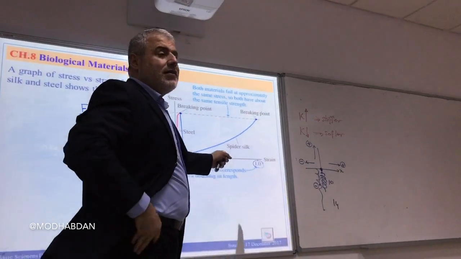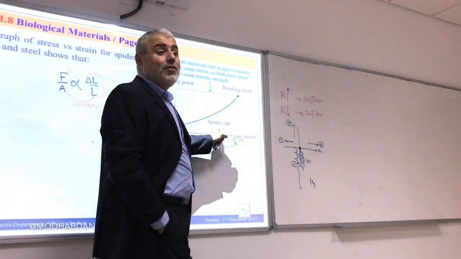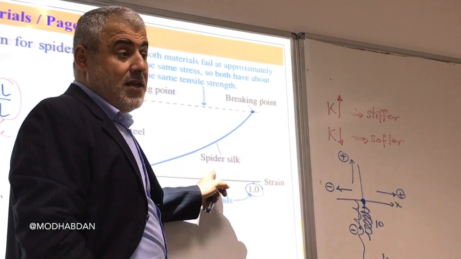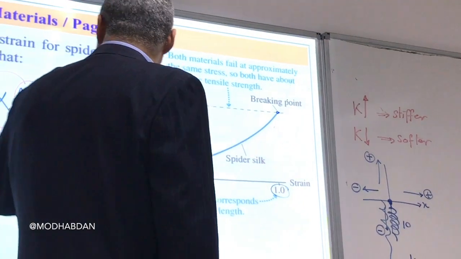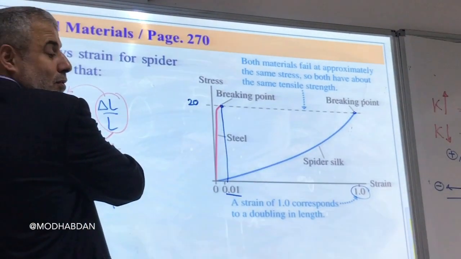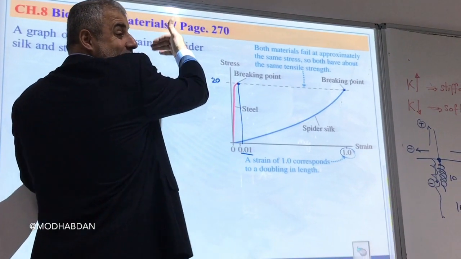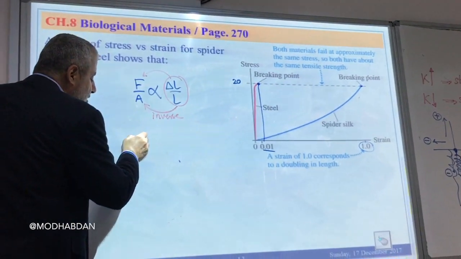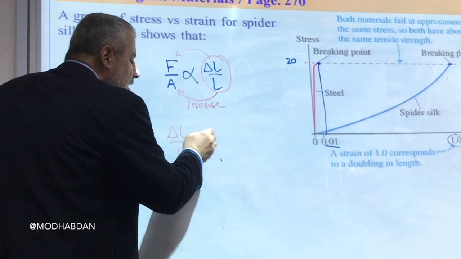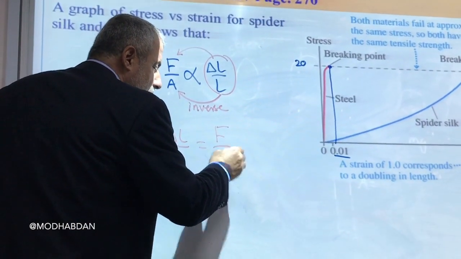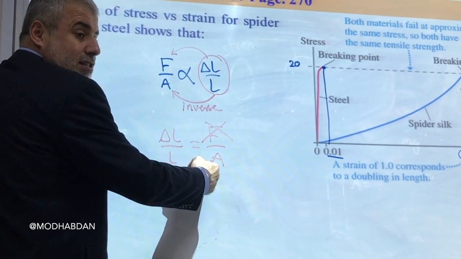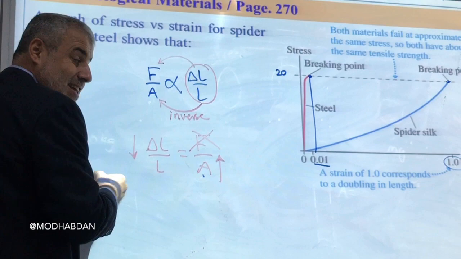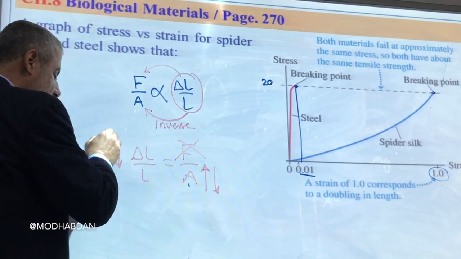The spider silk has a very, very small cross-section area. That means that since the area is very small, this value will be very high. Again, guys, consider it like this: delta L over L is equal to F over A. Don't care about F, consider this one. More area will be less strain. Less area will be more.